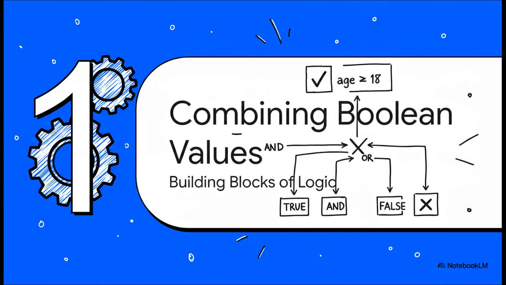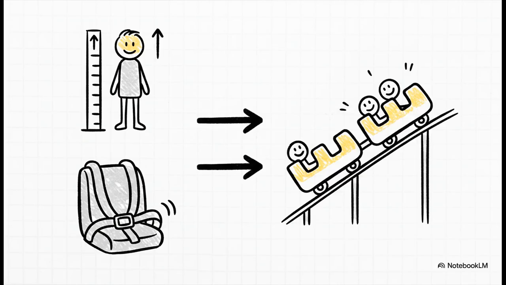Okay, kicking things off with Section 1. Combining Boolean values, the building blocks of logic. So a single comparison, like asking if someone is 18 or older, gives us exactly one tiny piece of info, true or false. But real-world decisions rarely depend on just one thing, right? That's where logical operators come in. Let's look at the AND operator first.